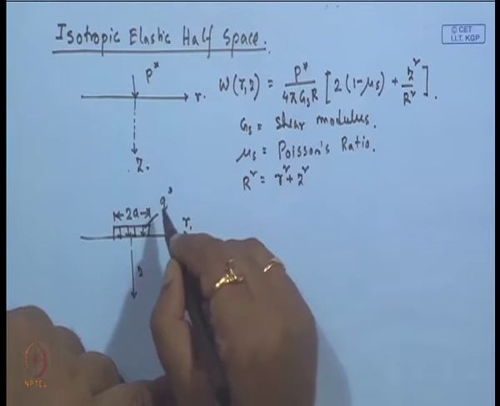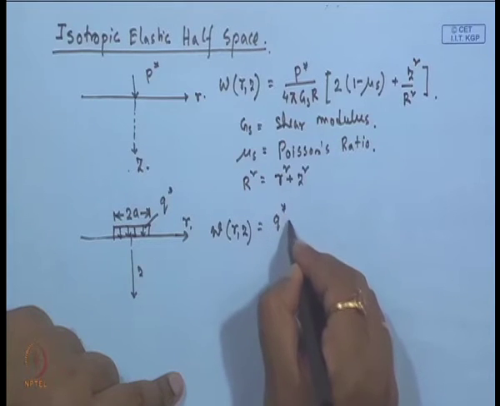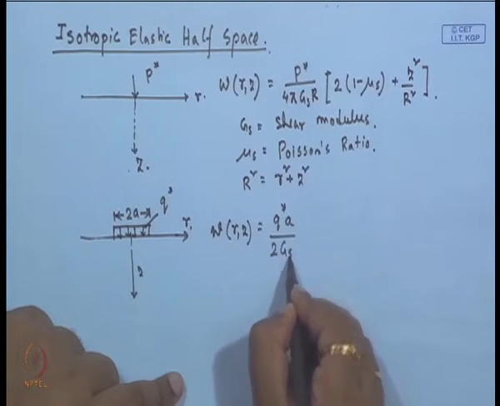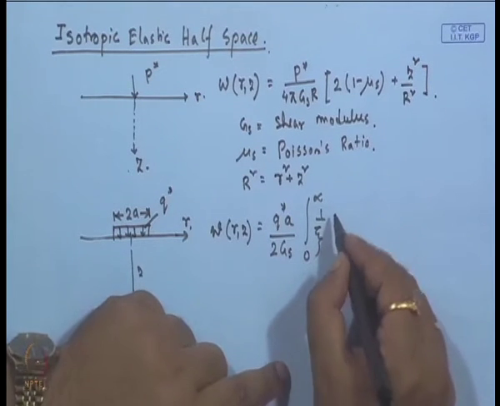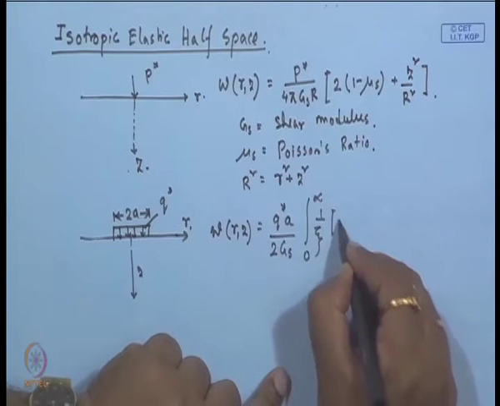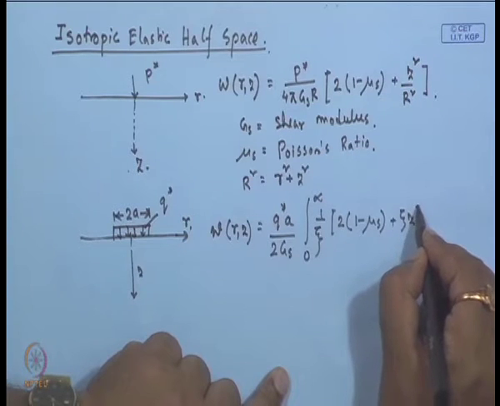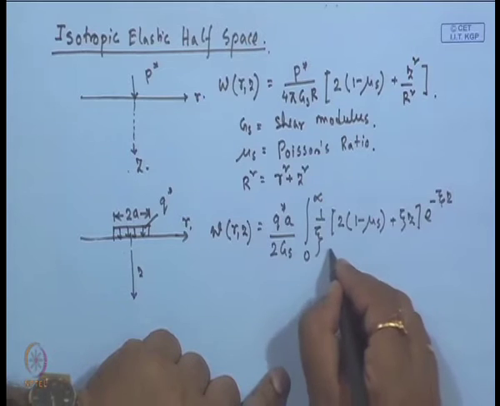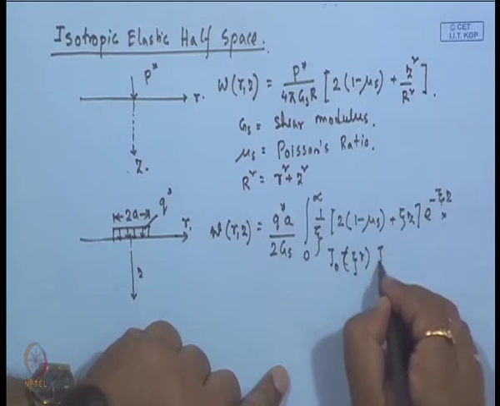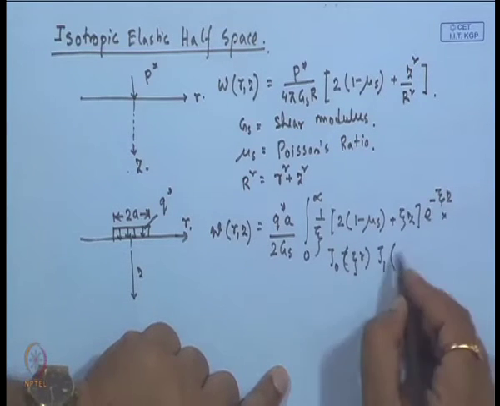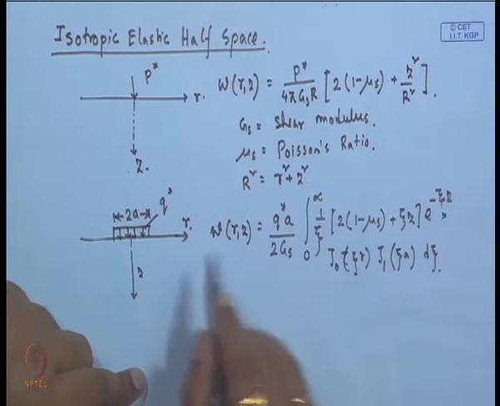So, if the uniform load is applied, then the deformation W r z will be q star a divided by 2 G s, integral from 0 to infinity, 1 by eta, (2(1 minus mu s) plus eta z), e to the power minus eta z, into J 0 (eta r) J 1 (eta a) d eta.